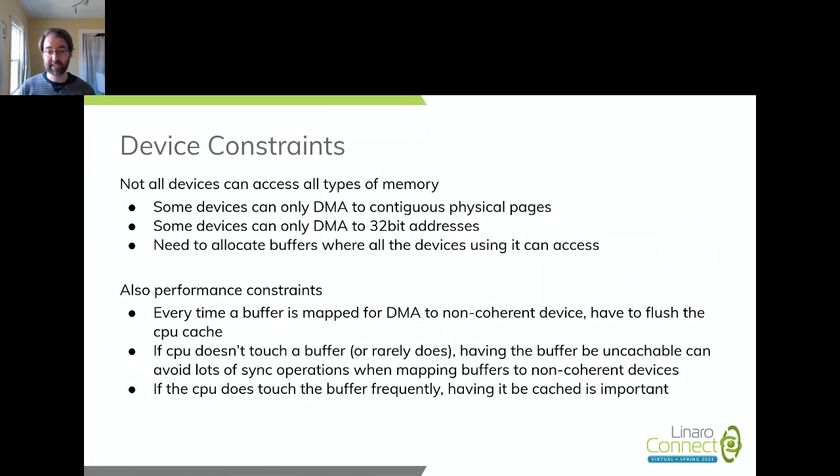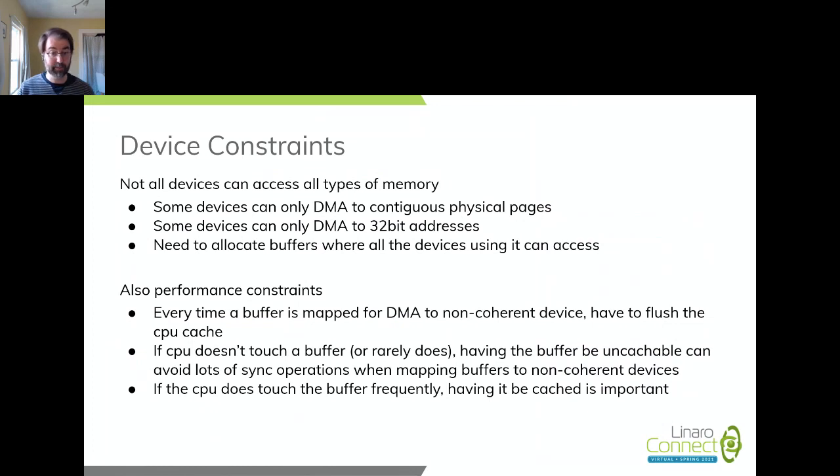For example, every time we map a buffer to a non-coherent device, it's important that we flush or invalidate the CPU cache because we don't want the buffer to get corrupted. That said, if a buffer isn't touched very frequently by the CPU or at all, doing all of these cache operations can be costly. So it's beneficial to be able to set a buffer as uncacheable if we're just going to be sharing it amongst devices.